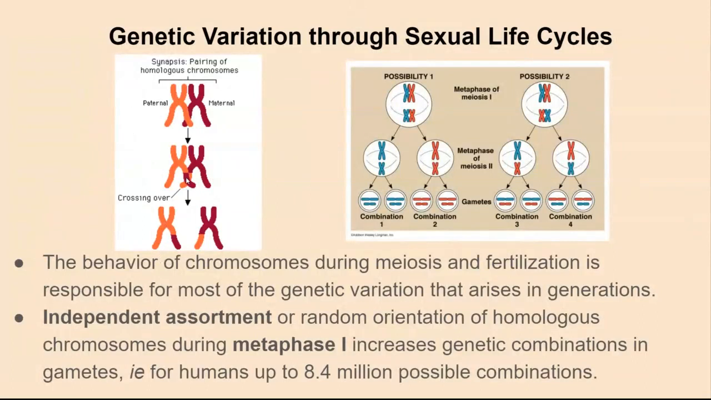So together, crossing over and random assortment can lead to 8 million different possibilities, and this is just within one gamete, not even including the fertilization process where gametes will join to create offspring.